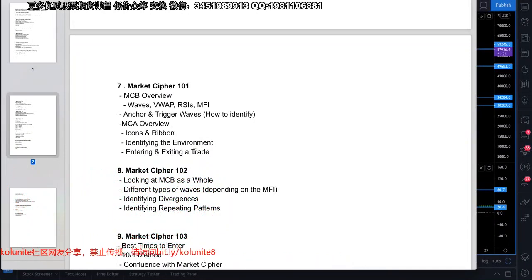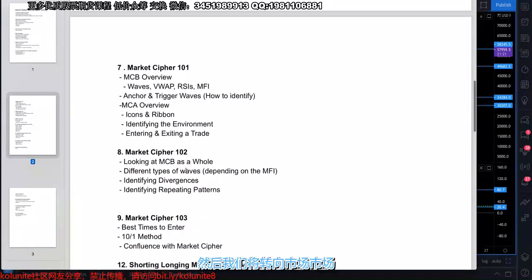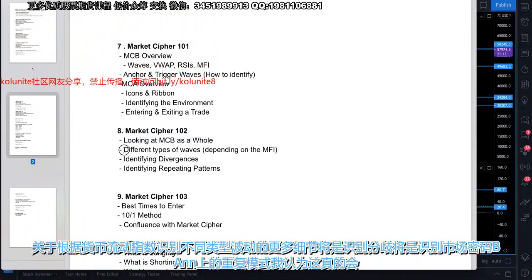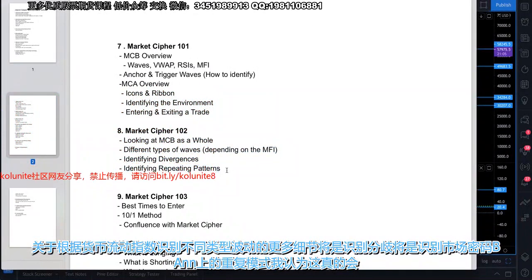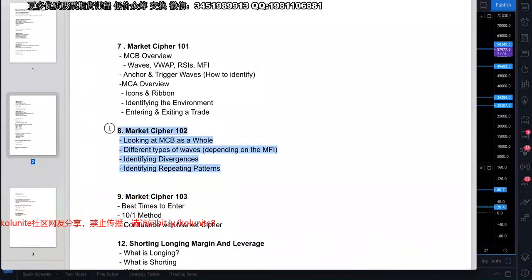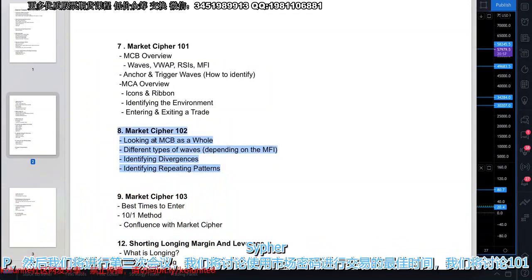And then we will move on to Market Cipher 102, where we're going to dive into more detail at looking at Market Cipher B as a whole, more detail on identifying different types of waves depending on the money flow index. We're going to be identifying divergences. We're going to be identifying repeating patterns on Market Cipher B. And I think this is really going to shed a lot of light on how to use Market Cipher B.